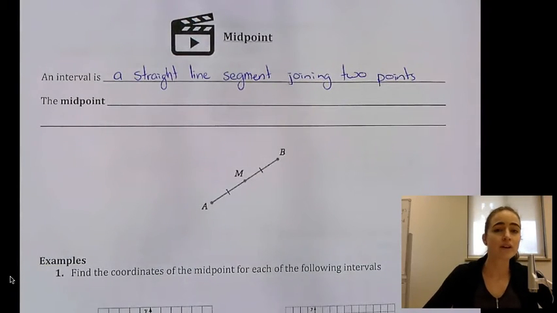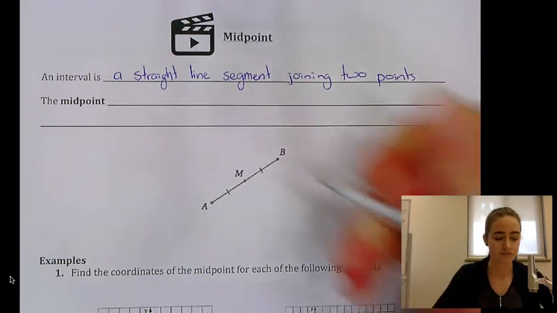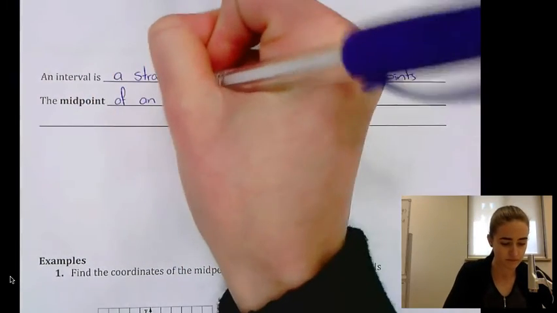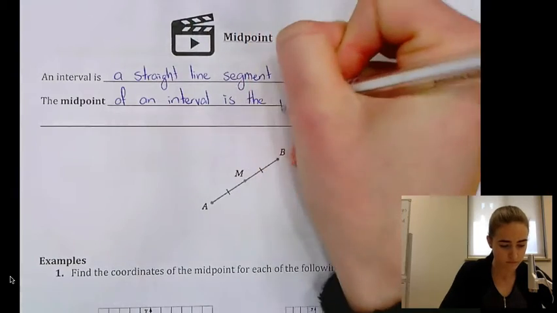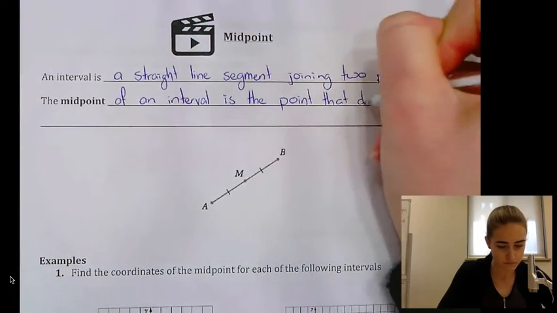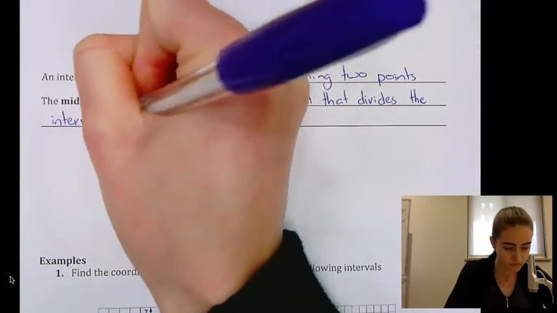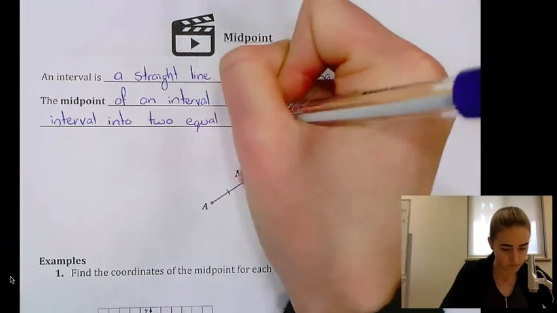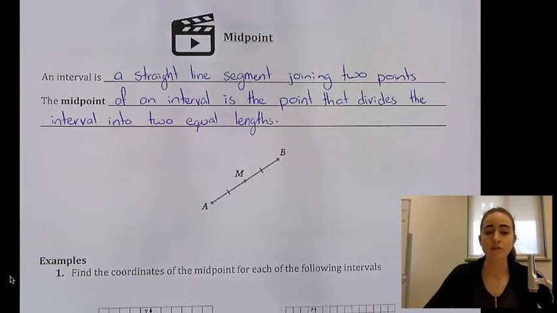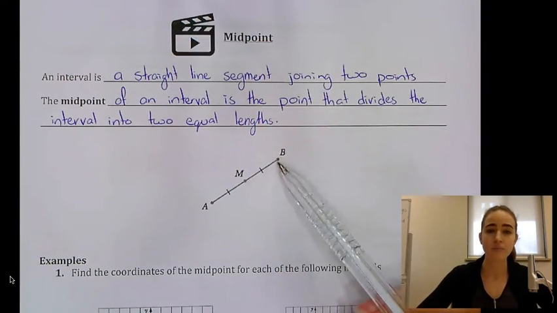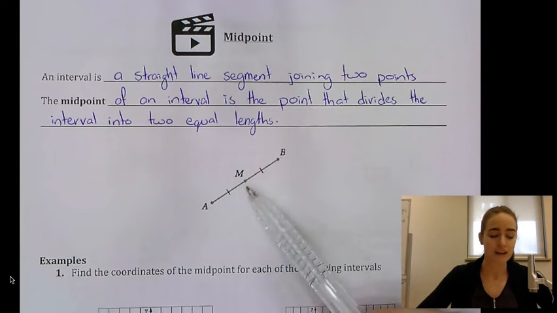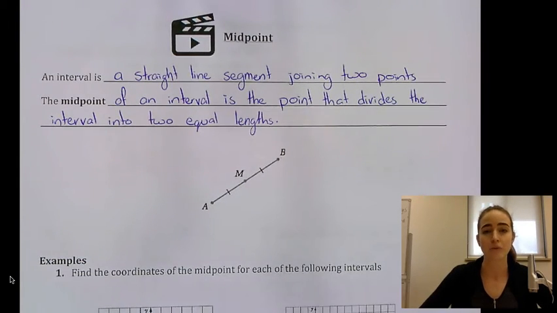Okay, so now we know what an interval is, we can define what the midpoint is. So the midpoint of an interval is the point that divides that interval exactly in half. So it's exactly halfway. If we had endpoints A and B, then our midpoint M is exactly halfway along.